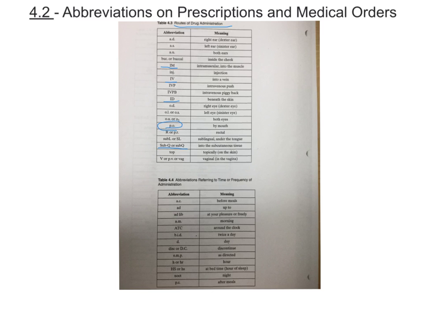This is an important one. You'll see by mouth quite a bit. Sub-L means under the tongue. And obviously, all you have to do is just read this chart. I'll try and highlight the ones that you'll probably come across the most.